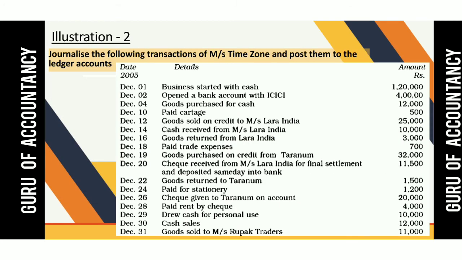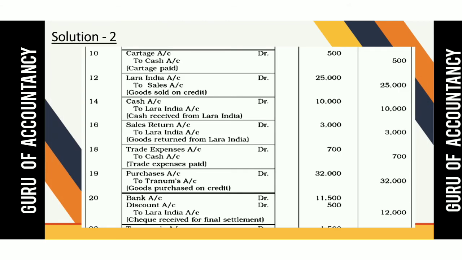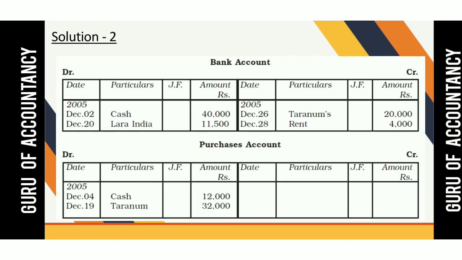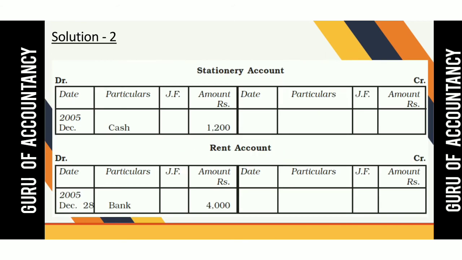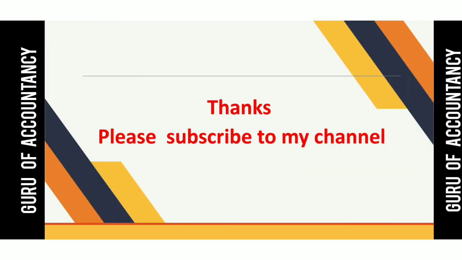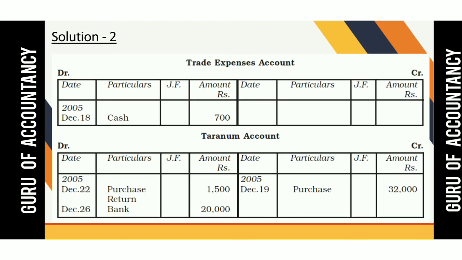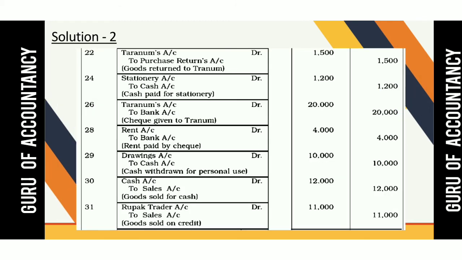Now a similar type of exercise is also given here, illustration number 2, and its posting is also done. Its journal entries are passed, and after passing the journal entries different accounts are opened, and in these accounts posting is done. You can go through this exercise and try to understand how the posting is done. I am just discussing the journal entries and one or two transaction postings.